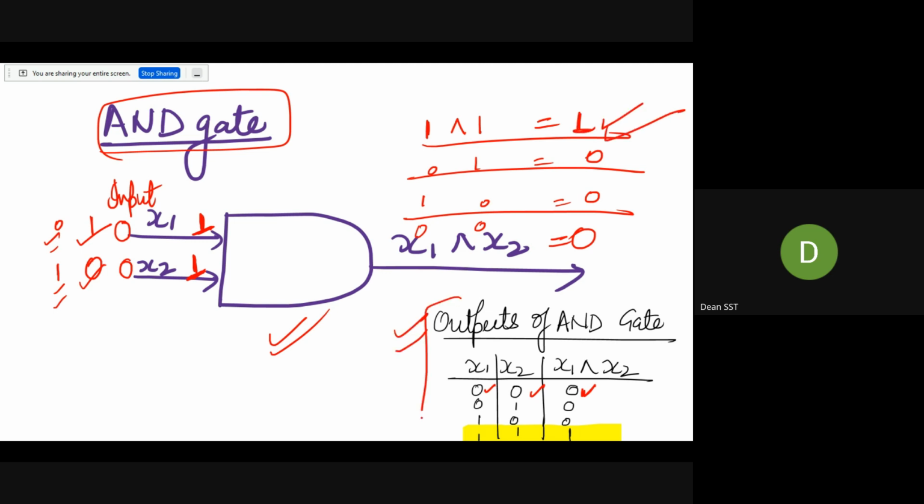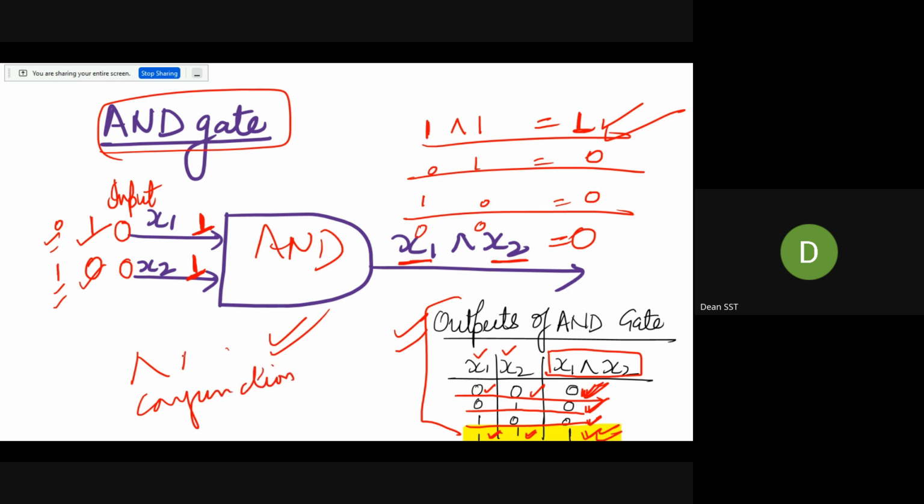This we have represented in the form of this table. X1 is one input, X2 is another input, and this is the AND gate. We can represent the output as X1 AND X2. For both inputs at 0, output is 0. For 0, 1, output is 0. For 1, 0, output is 0. Only for both inputs as 1, we have output as 1. Is it clear? AND gate.